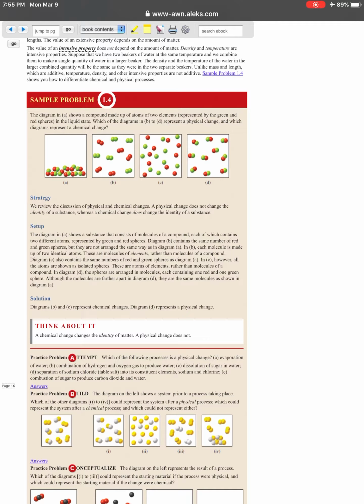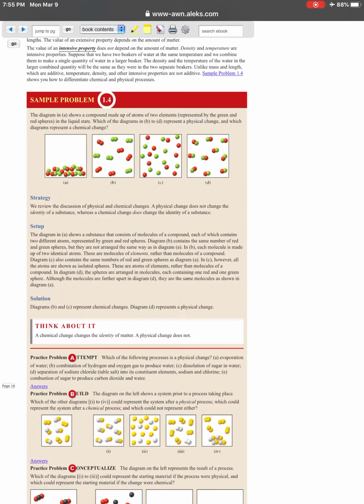And then in D, it's all little pairs of red and greens, red and greens. So even though they're spaced out more in D than they are in A, they're still combined in the same way, one red with one green. So that's a change. They've changed, but they haven't undergone a chemical change because they're still in the same combination of red, green, red, green. So if it's not a chemical change, it's taking up more space, we call that a physical change.